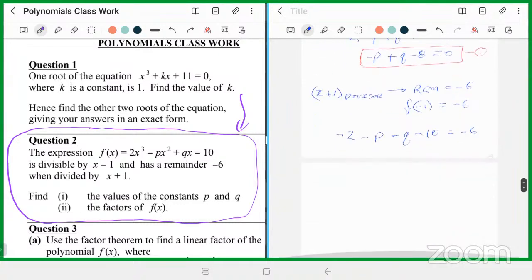I'm going to simplify this now. So this and this is negative 12. This negative 6 comes over and becomes positive 6. So they come together on this side to become negative 6. Negative 12 plus 6 is negative 6, right? So I'm going to end up having negative p minus q minus 6 equals 0. That's my second equation.